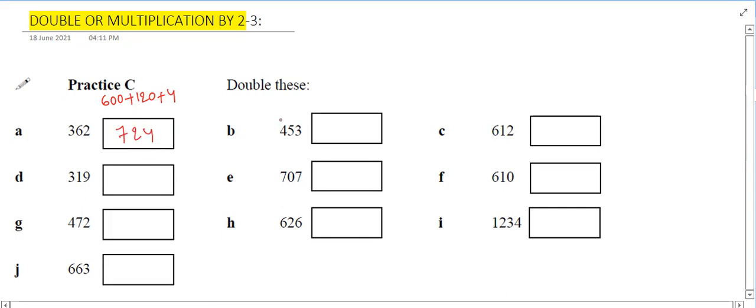And Sri Godha. Yes, sir. 400 plus 400 we get 800. Question number E. 700 plus 700 we get 1400. And 7 plus 7 we get 14. So the answer is 1414.